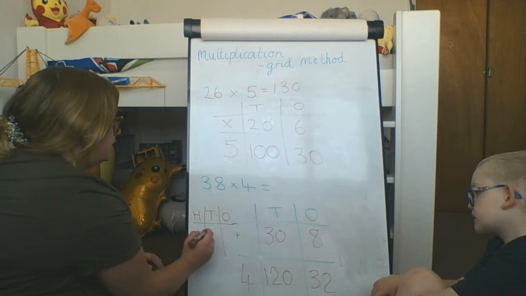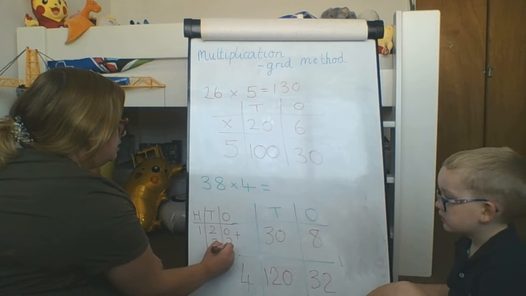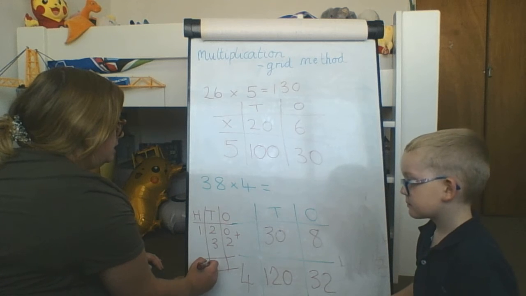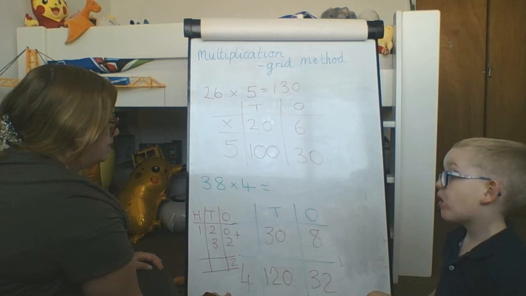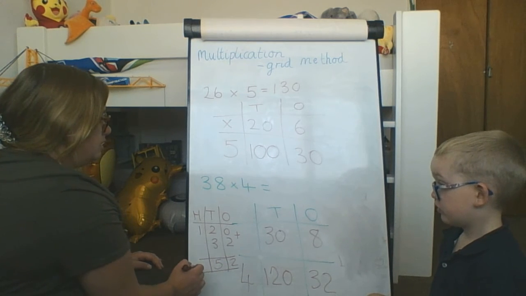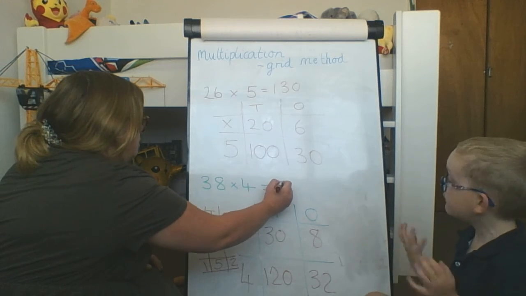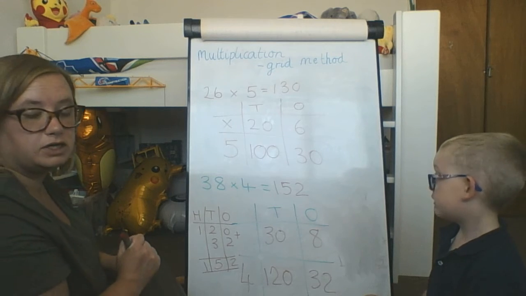And then to work that out, if we need to, we can use our column addition. So we'll do 120 add 32. We've got 0 add 2, 2. 2 tens add 3 tens, 5 tens. And then 100 add nothing, 100. So our answer is 152. So 38 times 4 is 152.